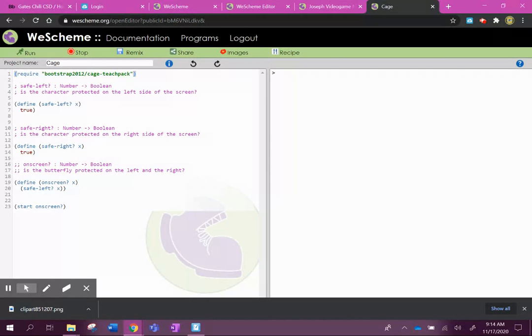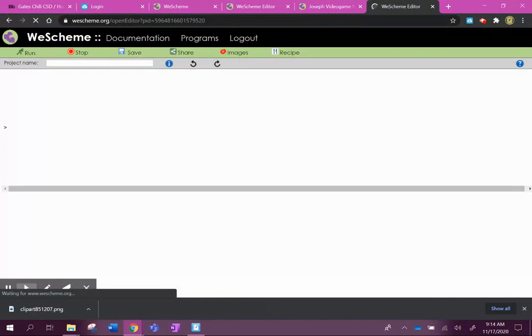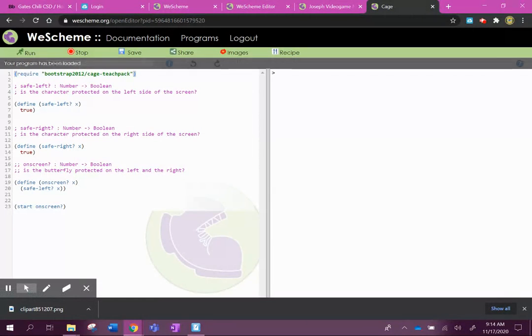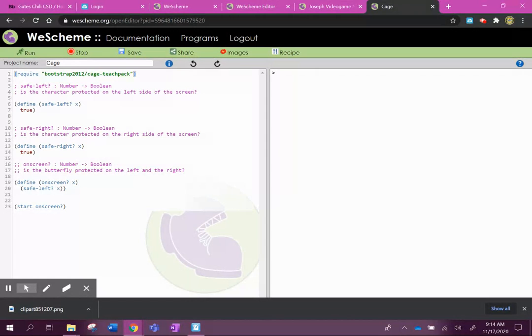Okay, so the first step of this says click remix. In order to save this in the future, just click save. The file name can stay Cage. So you should see Cage is in the project name. So I'm just going to click remix so that it saves it. And then when it reloads, now it says save instead of remix. Okay. All right. Number 9 says now click run.